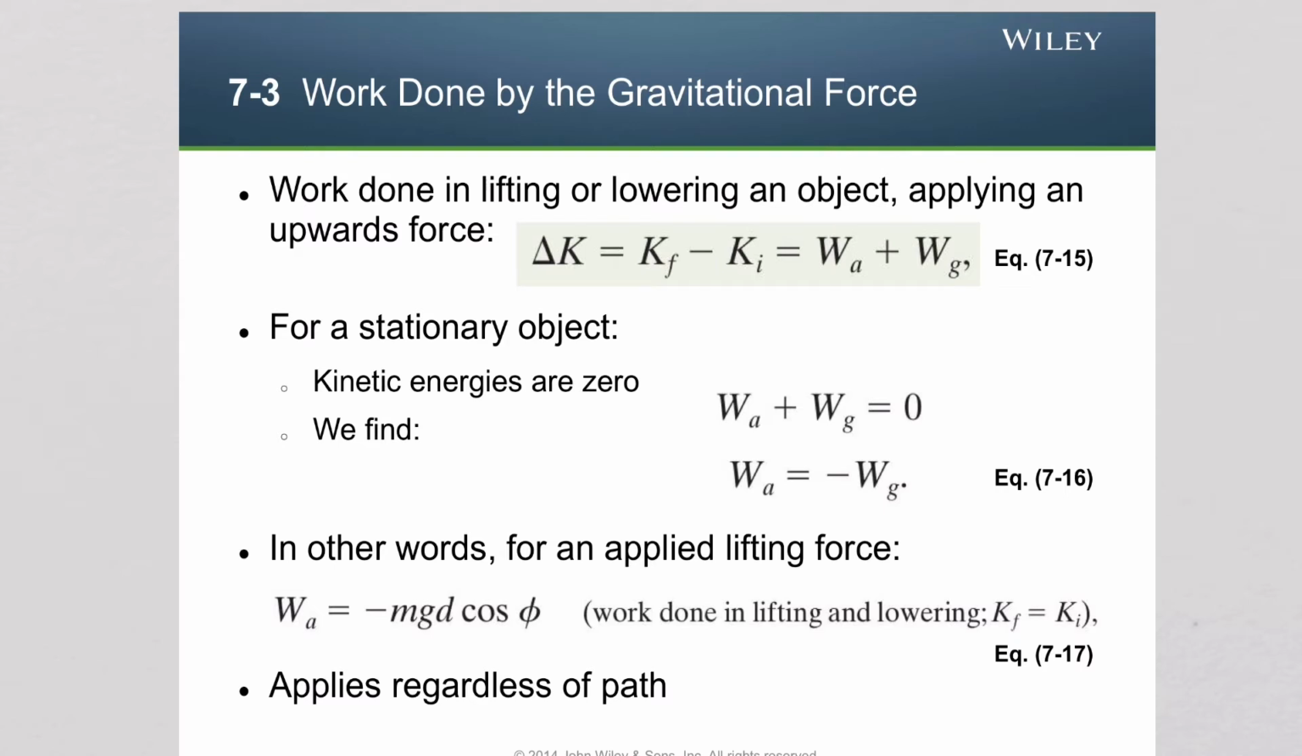For an object that starts at rest and ends at rest, the kinetic energy final and the initial will be equal to 0, which means that the sum of the two works, the work done by the applied force and the work done by the gravitational force, will be equal to 0. Or in other words, the work done by the applied force will be equal to minus the work done by the gravitational force.